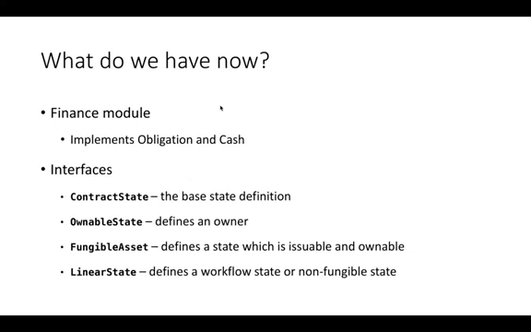Then lastly, we have a linear state, which is typically used to define a state that represents a workflow or something that is non-fungible. And it's non-fungible because each linear state has a unique identifier inside it. So you can't split and merge these things. Each linear state must have its own linear ID. So we've kind of got, I don't know, 70% of the way there with the current interfaces, but I think we can still improve upon things, and that's what I've been looking to do over the last month or so.